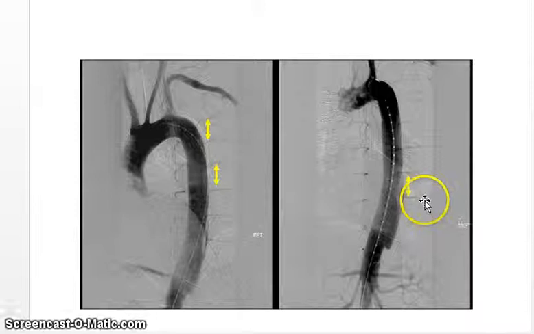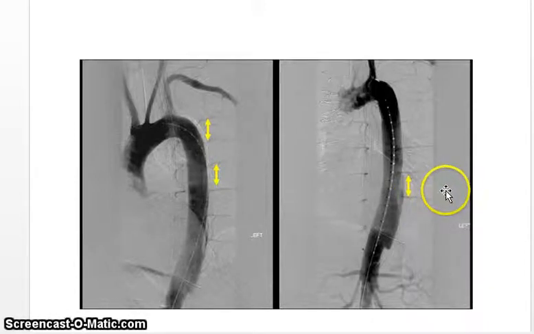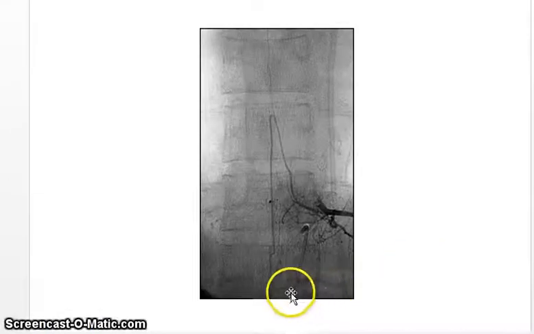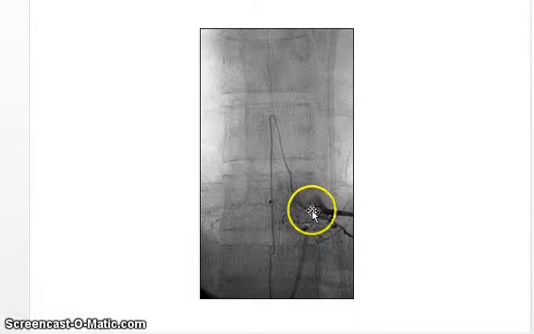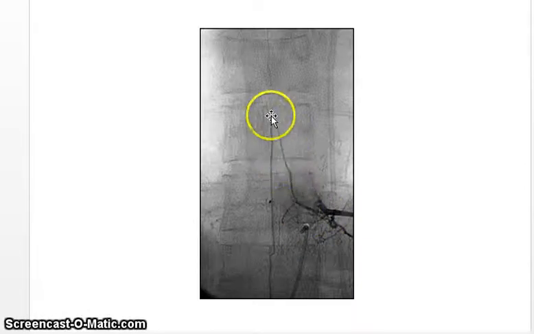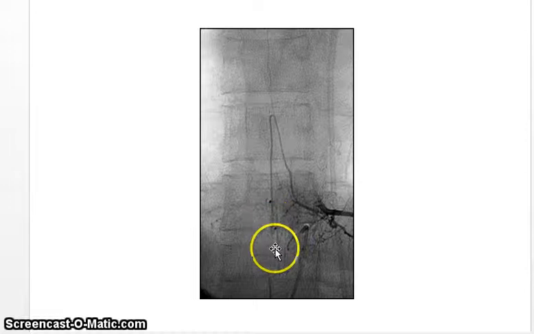Well, they go and they feed, those intercostals feed into the spinal arteries, and then the spinal arteries go to feed the spinal cord. Okay, so here's showing, again, here's the catheter. It has injected into one of those intercostal arteries, and from the intercostal artery, it is now feeding into one of these spinal arteries here.